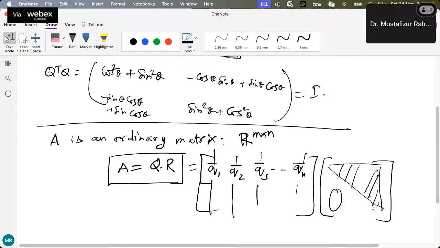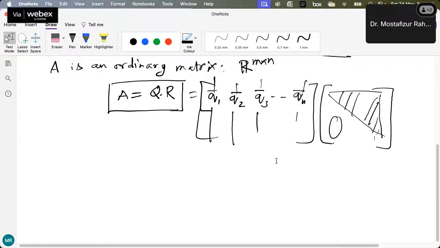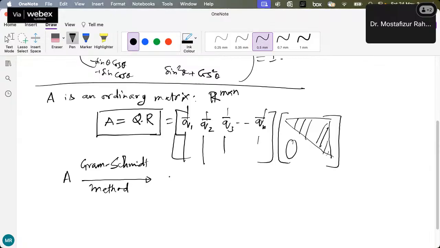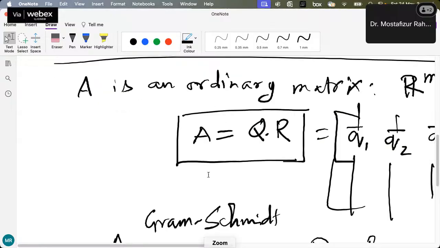Now there is a natural question: how to get these QR decompositions, right? So I'll not derive it, but I'll show you how to do these things with an example. Given an ordinary matrix, to get an orthogonal matrix and an upper triangular matrix, the method we normally use is called the Gram-Schmidt method. There are other methods, but this is one of the most popular. So it gives A equals Q times R.